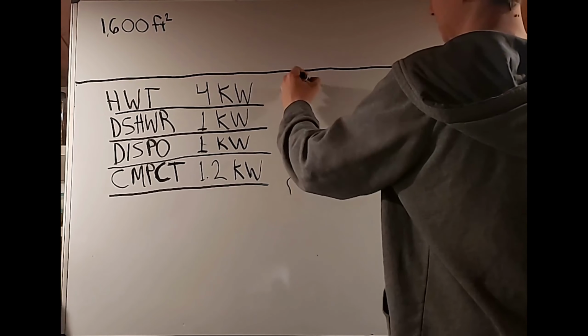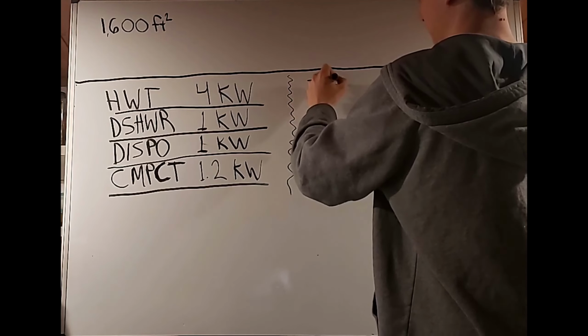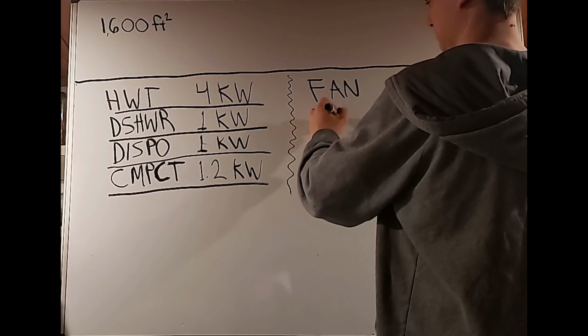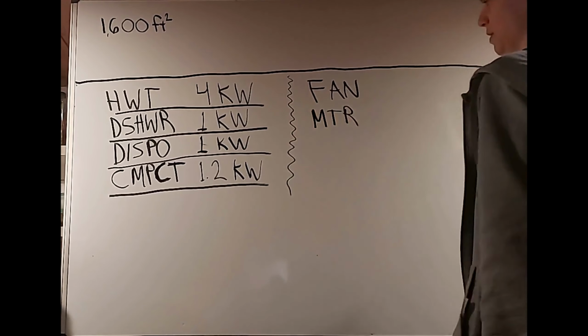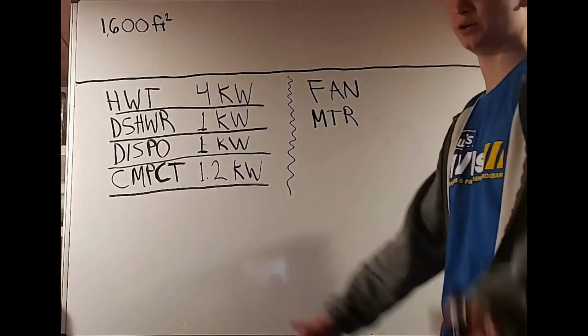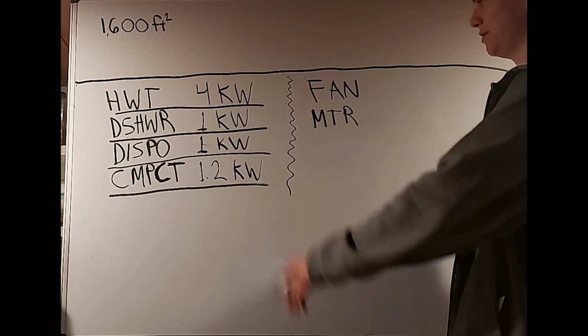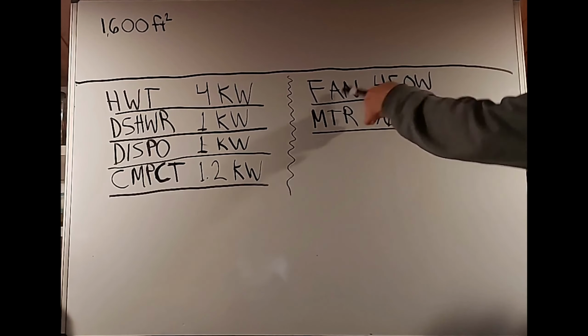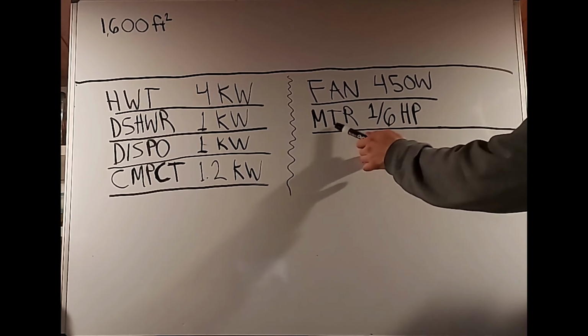And this is where I'm going to separate that attic fan. I'm just going to call it fan. And then the motor, whatever purpose it has, I'm just going to call it MTR. That's my motor. If they mention it's a grinder motor or something, you might want to put grinder. Personally, I'm just going to put motor. Okay, and that's at 450 watts for the fan and a 6 horsepower for that motor.